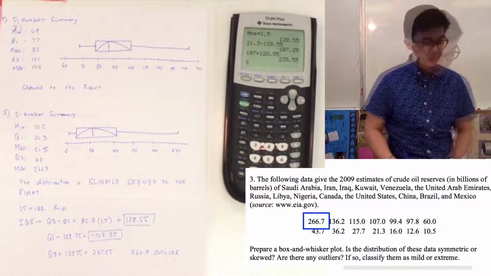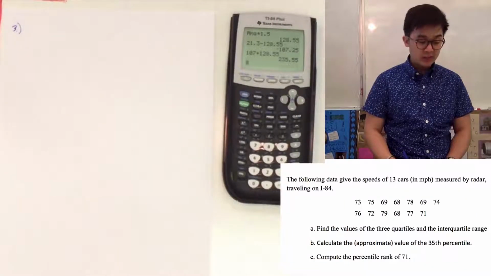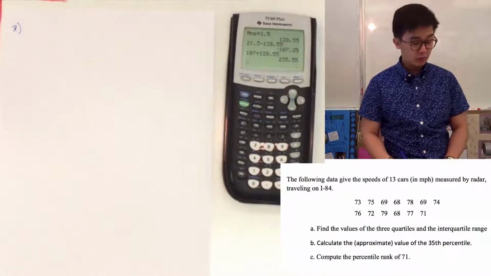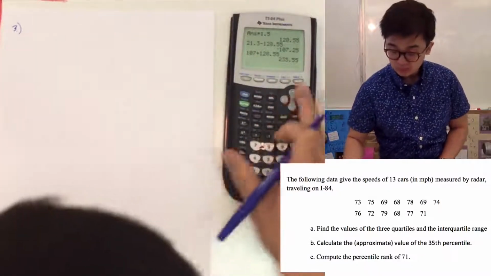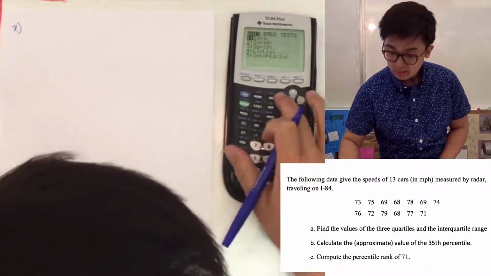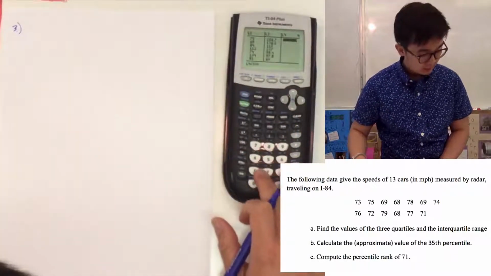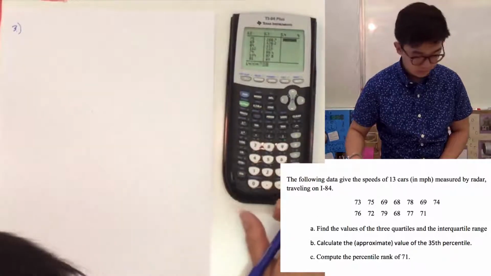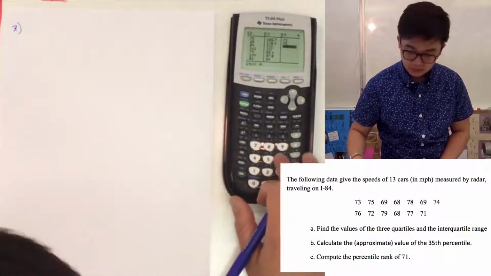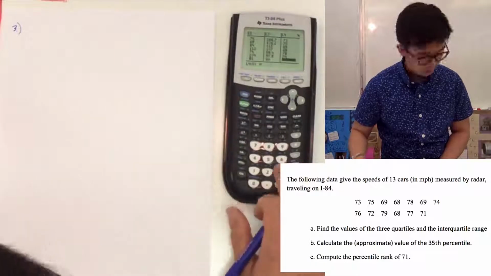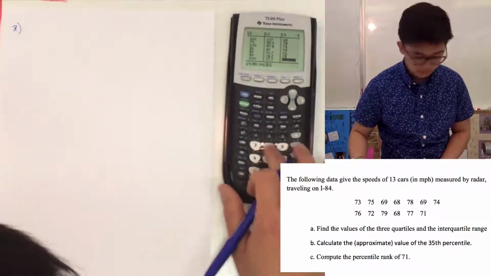We are given the speeds of 31 cars in miles per hour measured by a radar traveling on I-84, and the data sets will be stat, edit. Let's go to list 4, and we have 73, 75, 69, 68, 78, 74, 76, 72, 79, 68, 77.